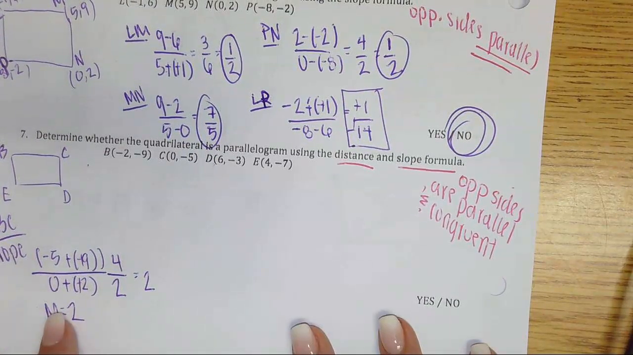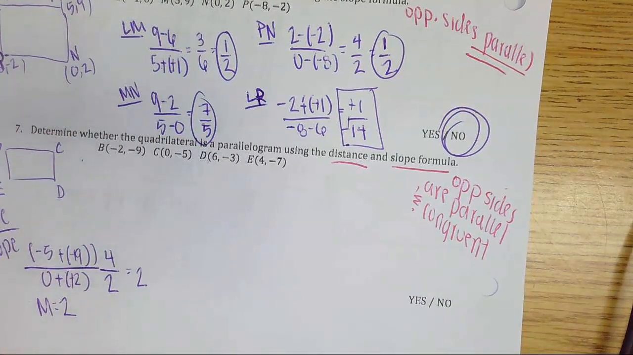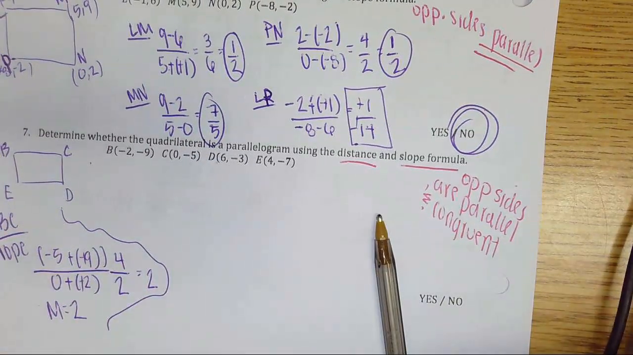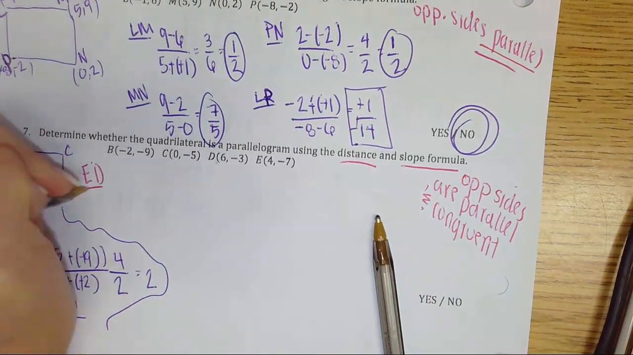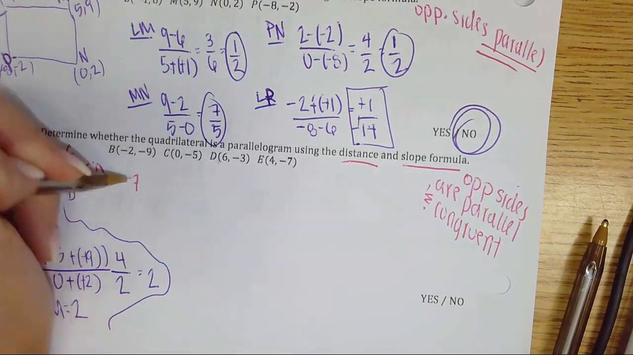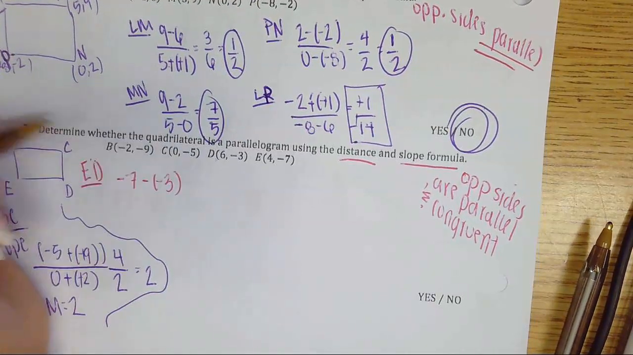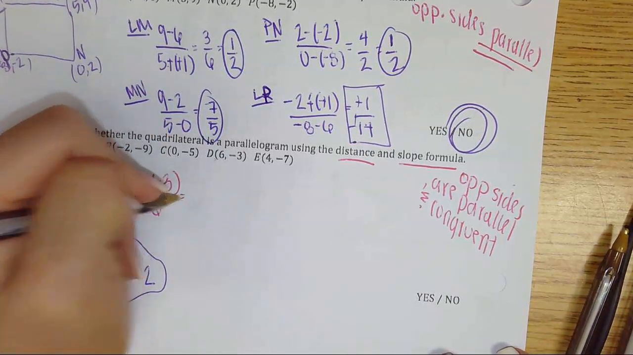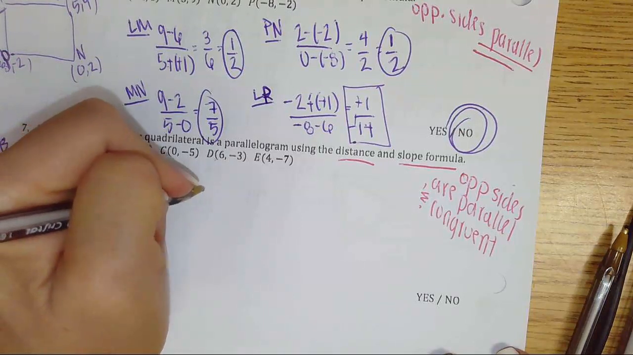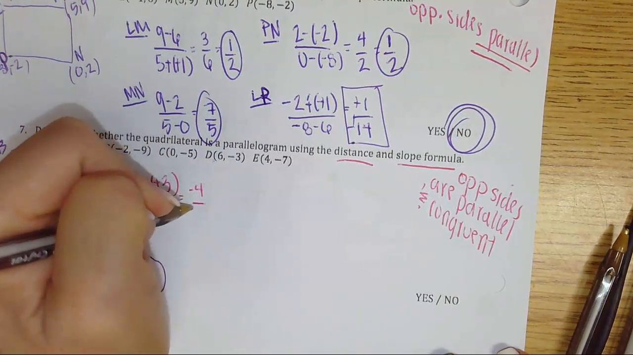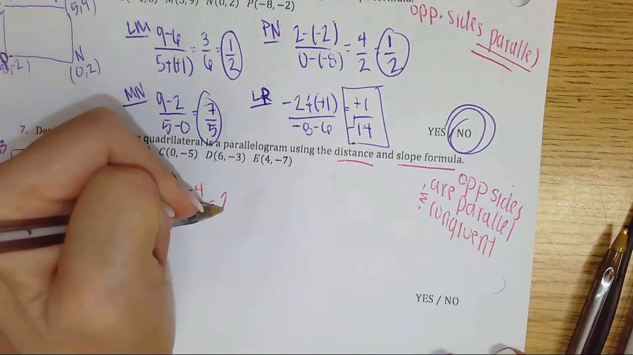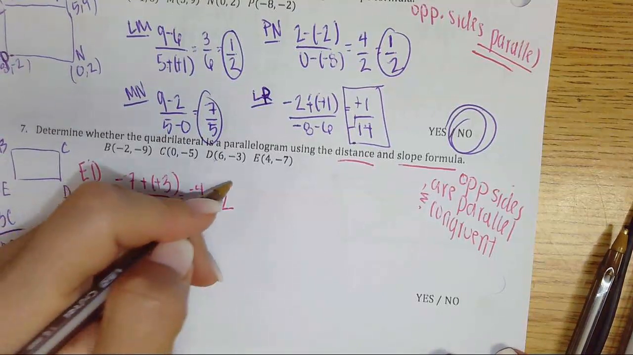Okay, so now I'm going to go ahead and figure out the slope of ED. So I'll just jump to a different color for ED. And for ED, I will do -7 minus -3 over 4 minus 6. All right, two negatives become a positive. This becomes -4. And 4 minus 6 is -2. And -4 divided by -2 is a positive 2. So far our slopes check out.